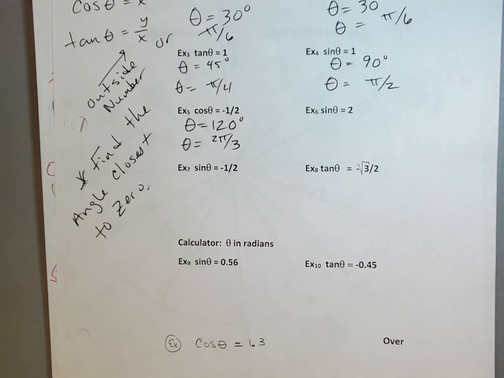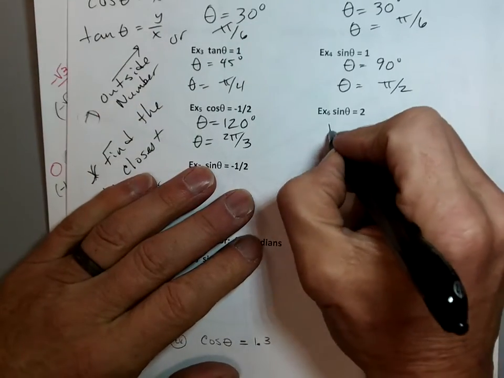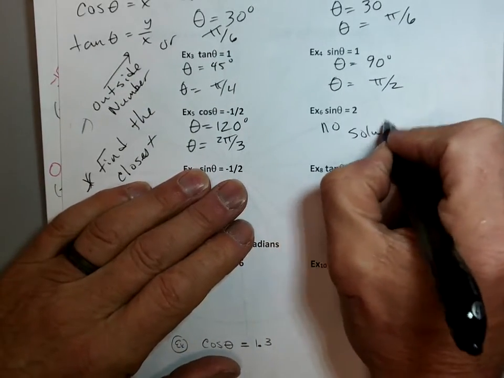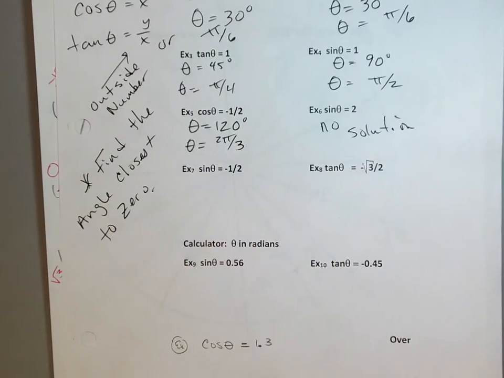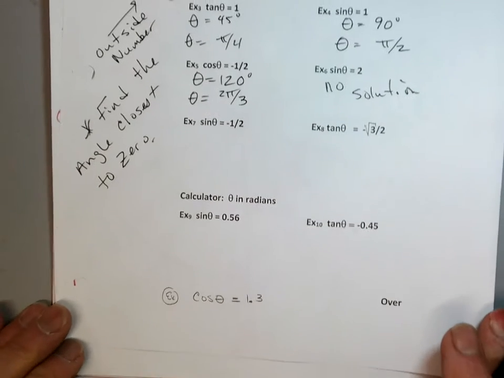Okay, number 6 is a trick question. Sine of 2. Now think about this. The unit circle. What's the radius of the unit circle? So I can go to 1, but can I ever get to 2? Is it on the circle? No solution. Does that make sense why you can't get 2? If the radius is 1, to get to 2, you're off the circle, correct? Okay, good. All right, example 7.